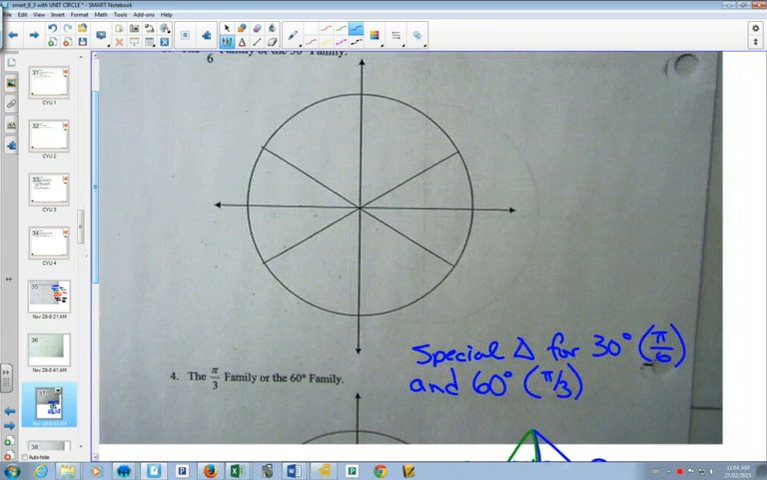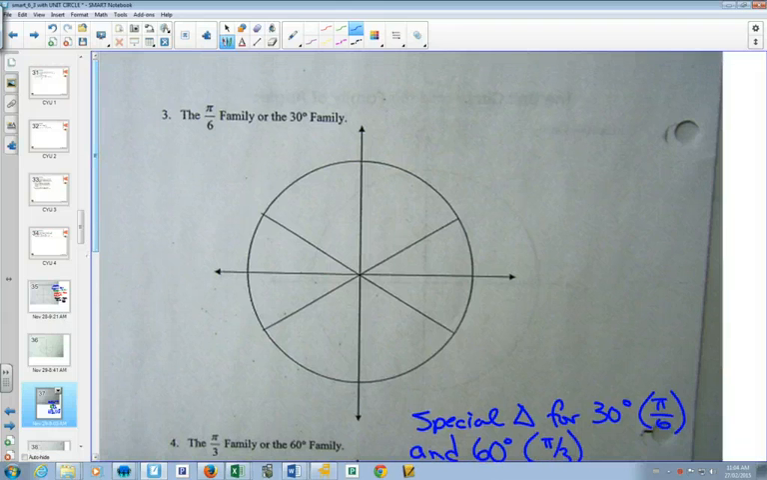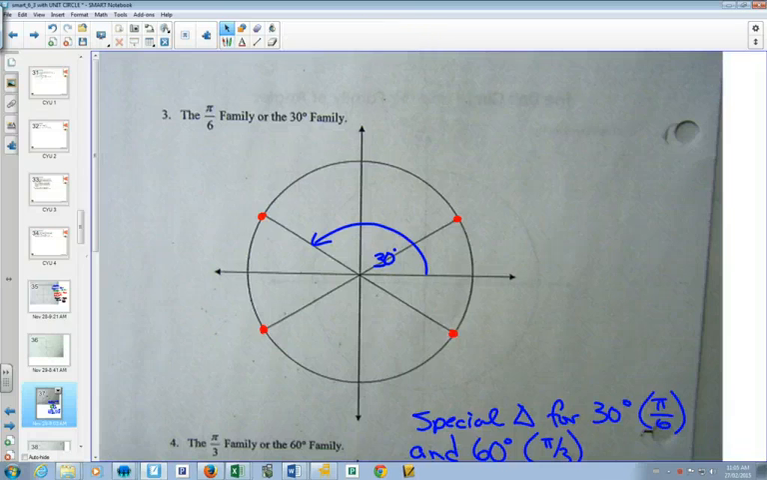So the first one we're doing here at the top of the page is the pi over 6 or 30-degree family. Here are those points on the unit circle. We'll start with degrees. If we're doing the 30-degree family, the way the families are connected, that means every angle in this family has a reference angle of 30 degrees.